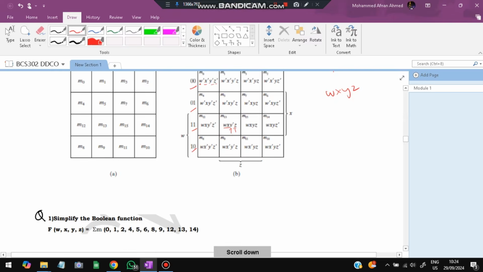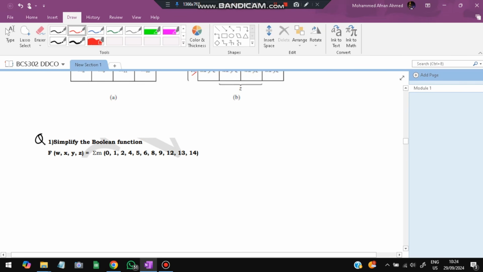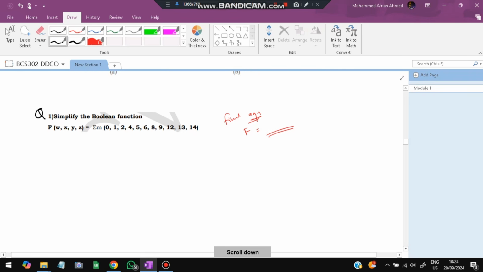Now there's a question here. This kind of question you can expect in the exam, where you will be given a Boolean function and you are supposed to solve it using the k-map. It means you have to arrive at an equation. The final answer will be an equation, that is f is equal to something. So this is how you arrive at it, by using the k-map.